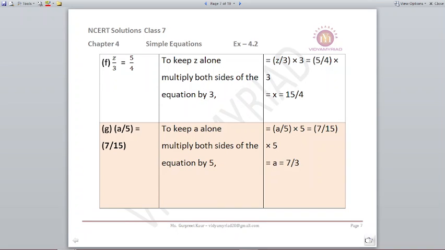z upon 3 is equal to 5 upon 4. Now z upon 3 is in the denominator, so I need to have 3 in the numerator. So what will I do? Multiply both the sides by 3. So z upon 3 into 3 is equal to 5 upon 4 into 3. The 3s get cancelled, only z will remain here, which is equal to 15 by 4.